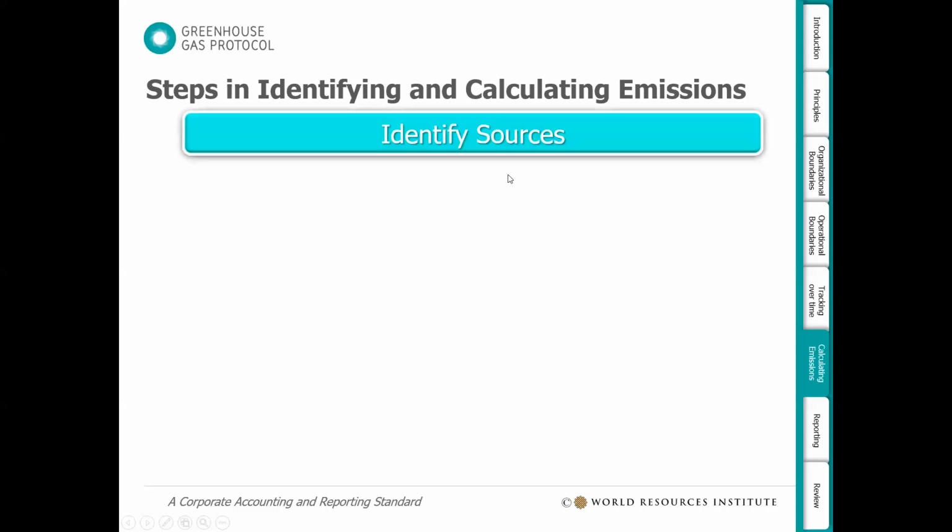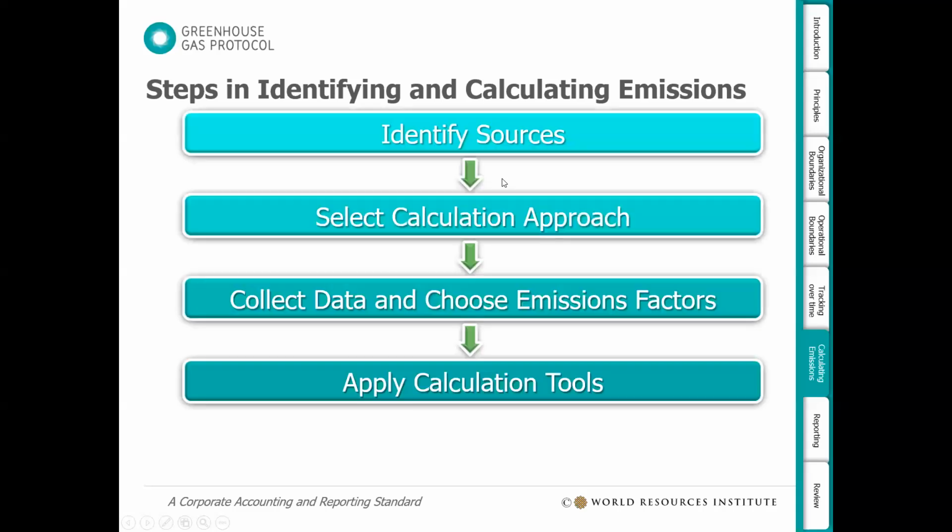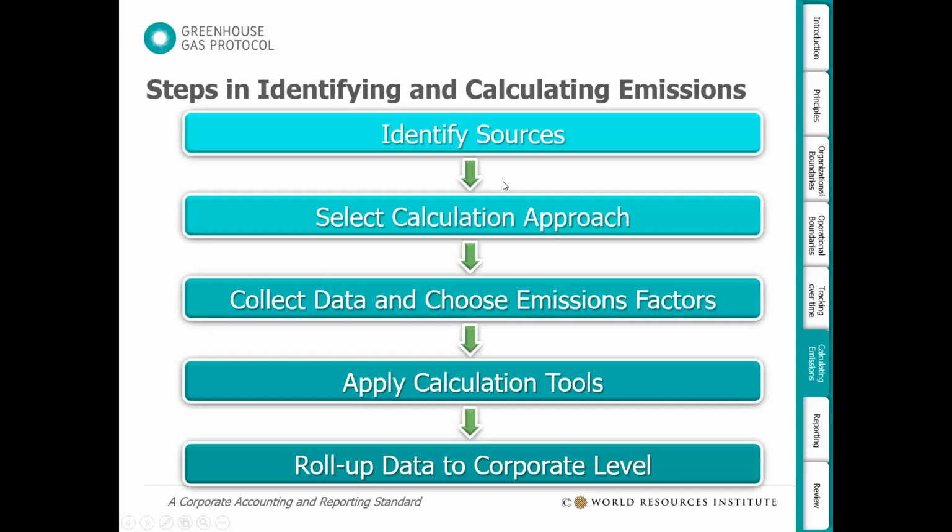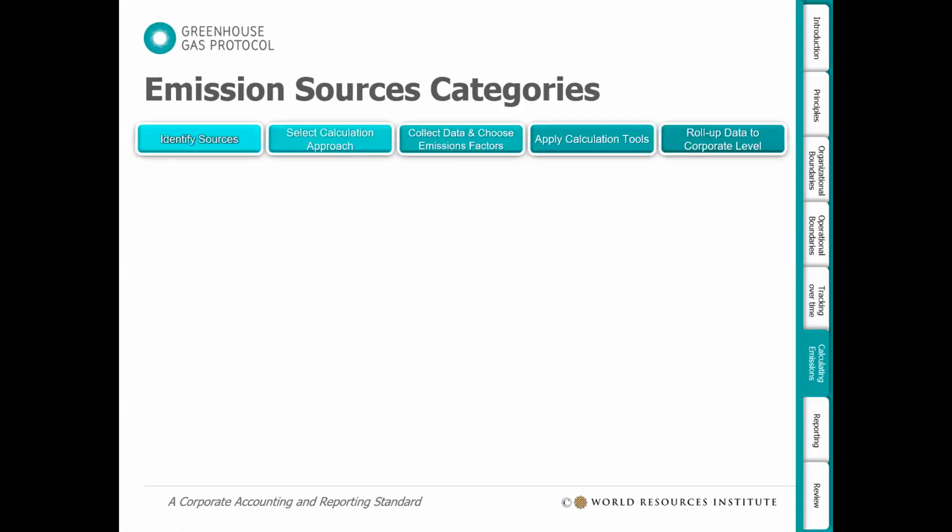This slide shows the 5 basic steps in calculating emissions: identifying emission sources, selecting a calculation approach, collecting data and choosing emission factors, then applying those factors and tools and rolling up the emissions data to the corporate level to come up with a single inventory. And in this lesson, we'll walk through each of these steps in turn, looking first at identifying emissions sources.